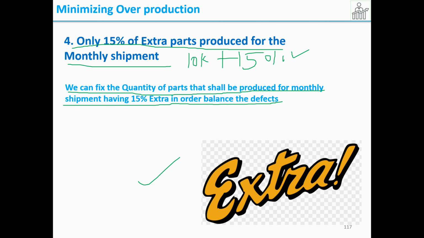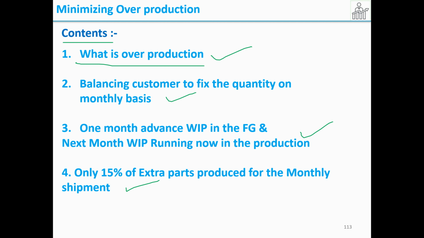Summary. So, what are the ways that we can minimize the overproduction? Yeah, so this is a summary. So one is balancing with the customer to fix the quantity on a monthly basis. The orders can vary every month, so it will be difficult to predict the defects or whatever it is. So we need to talk to the customer and keep the monthly order quantity constant. Therefore, you can minimize the inventory in that case.